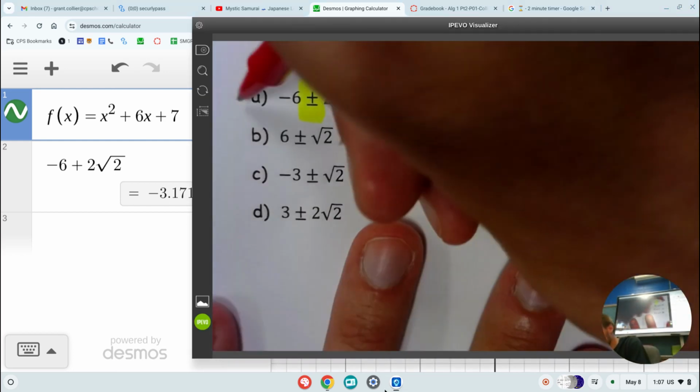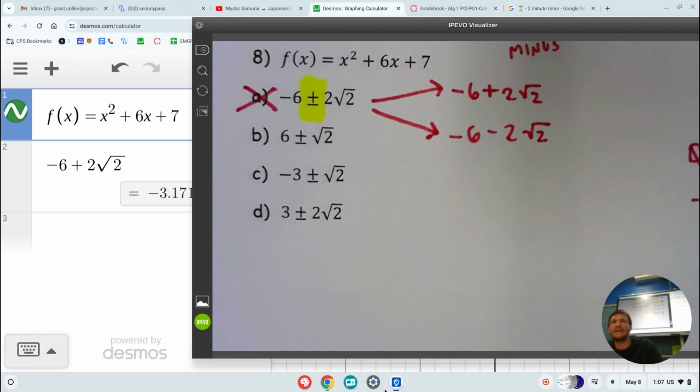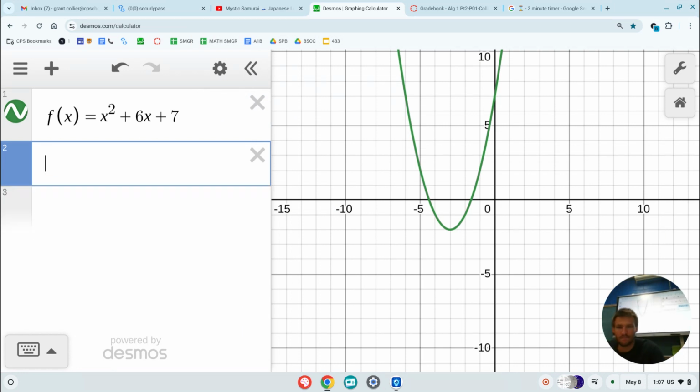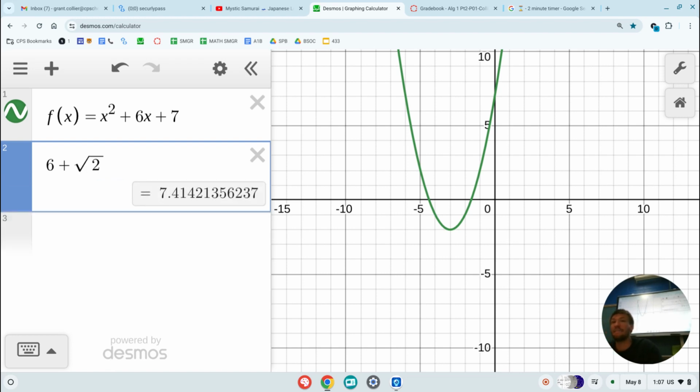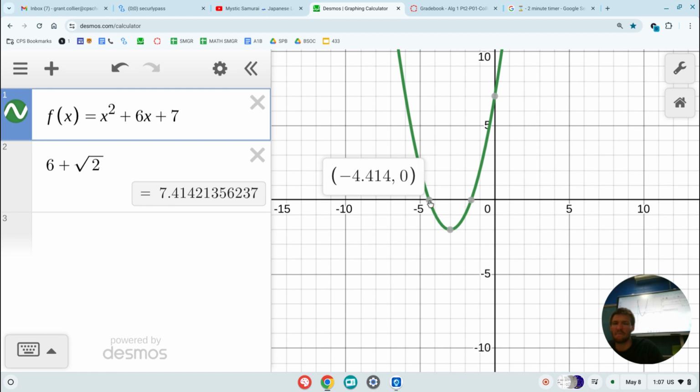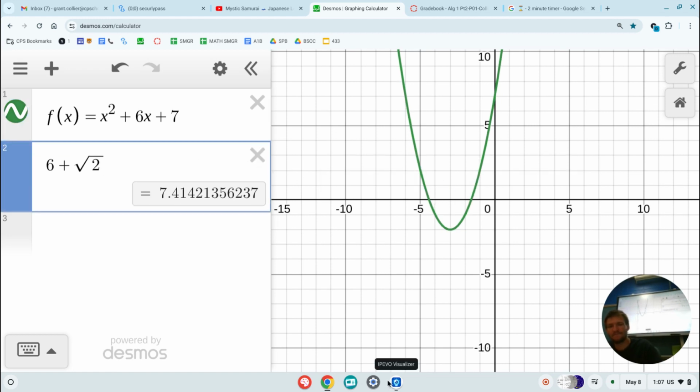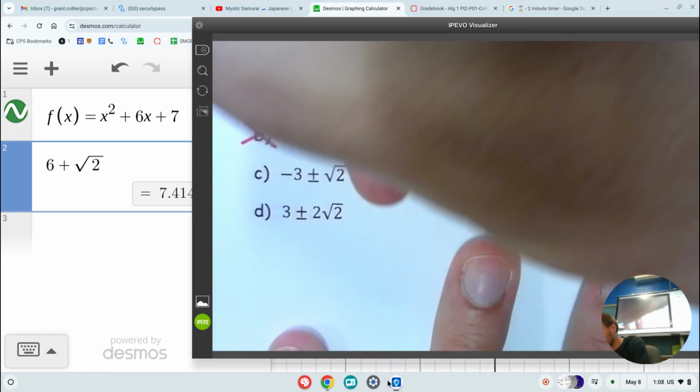A, no good. Now what about B? B, let's type it in. 6 plus or minus. You want to put a plus or a minus? It really doesn't matter. Some people will just put plus every single time. That's fine. Square root 2. Is this a match to our other ugly decimals? No. 7.4, that is not a match. No good, right? No match. Okay? B, no match. Failure.